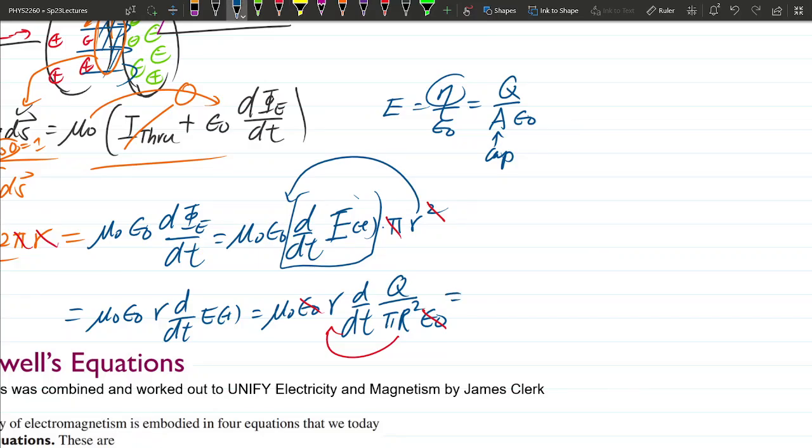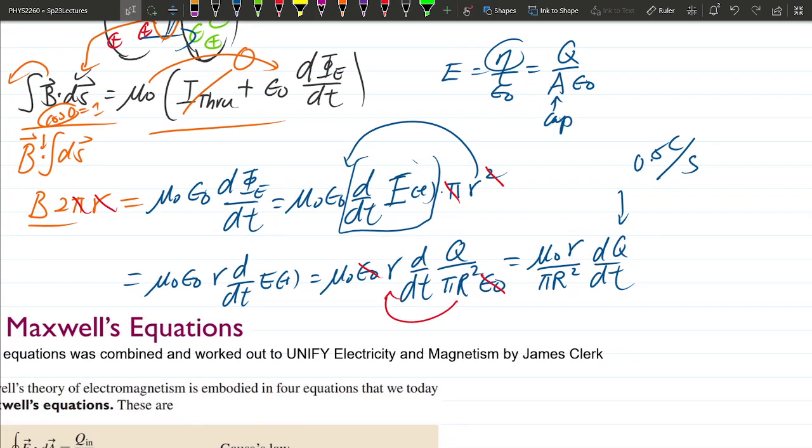Right? And now what we end up with is mu naught little r big R squared, with a pi on the bottom, and then how fast the charge is changing. They told us this is 0.5 coulomb per second. So with this, you can actually plug in everything. The left-hand side is still 2 times B, so the B field is this quantity divided by 2. Let's calculate what that is.